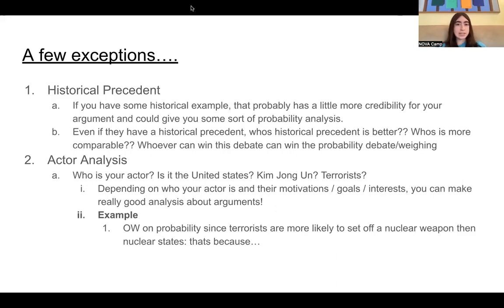So I hope this makes sense that you should take a step back from looking at probability as, oh, this just seems outlandish, to really digging deep into the warranting of these arguments and thinking, why is something more probable? Who is doing the action? Who is doing the argument? And how does analyzing that make your argument more probable?